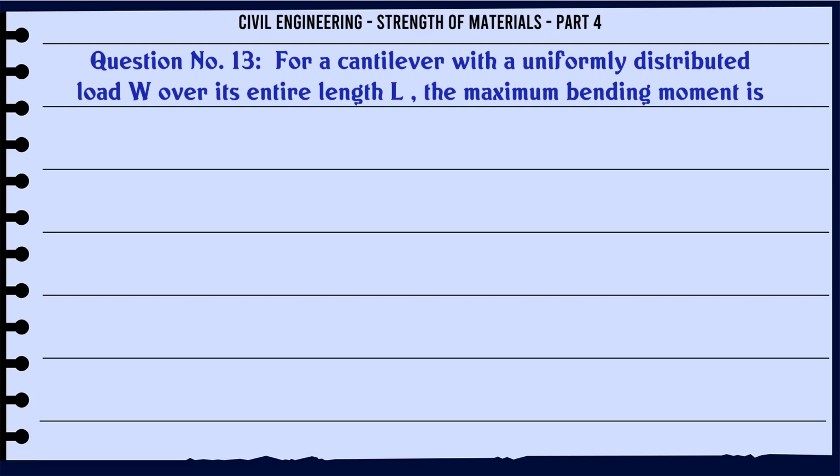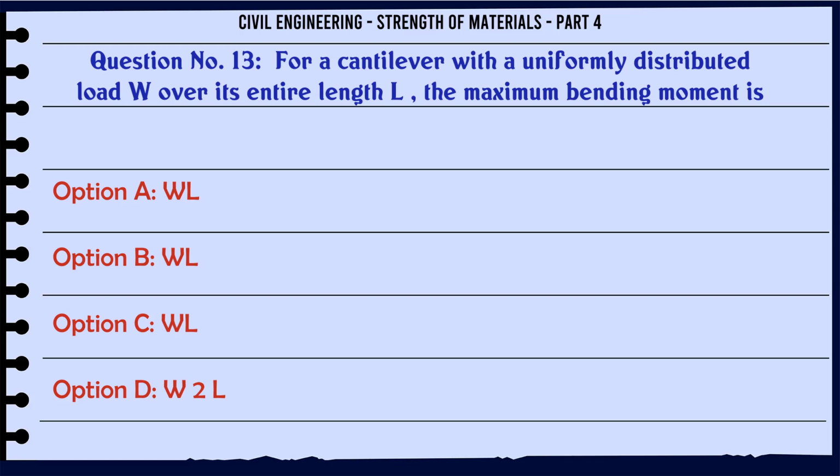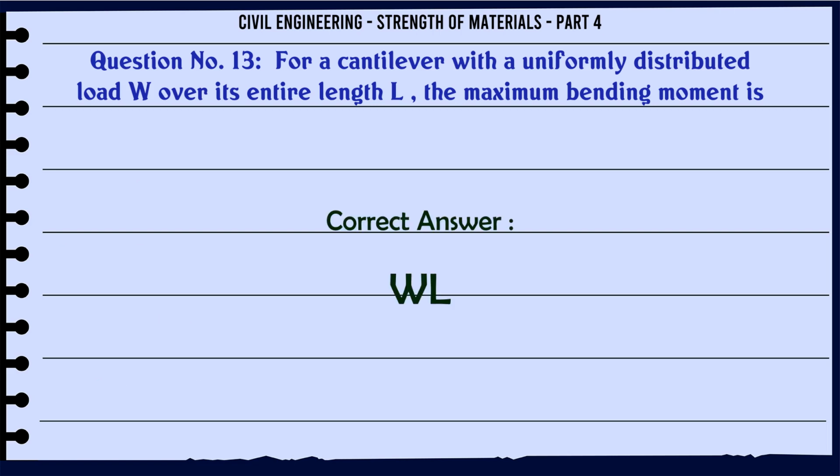For a cantilever with a uniformly distributed load W over its entire length L, the maximum bending moment is A: WL/4, B: WL/2, C: WL, D: W²L. The correct answer is WL.